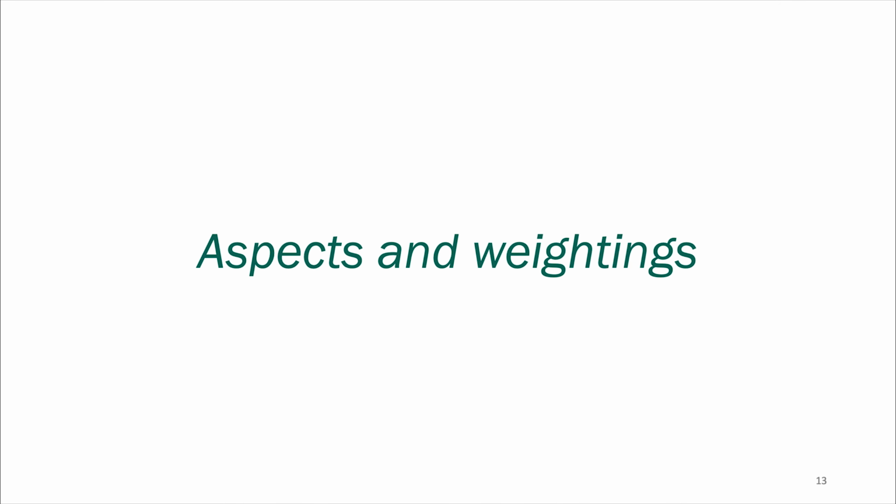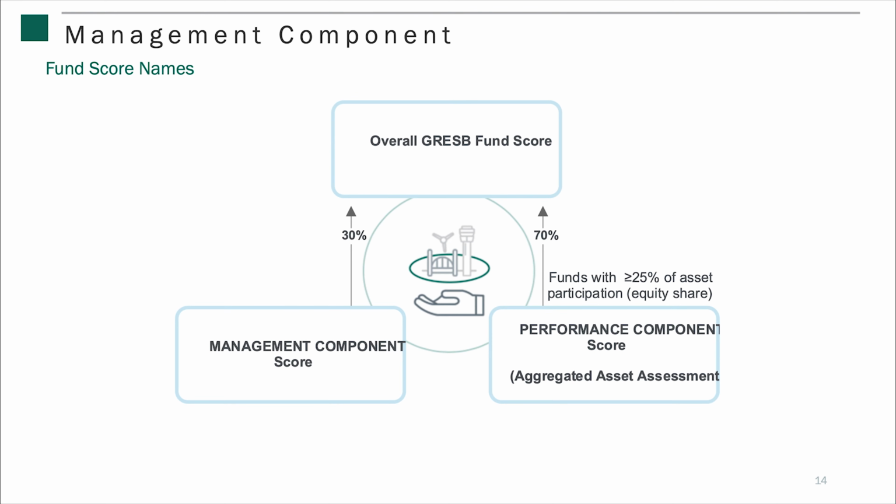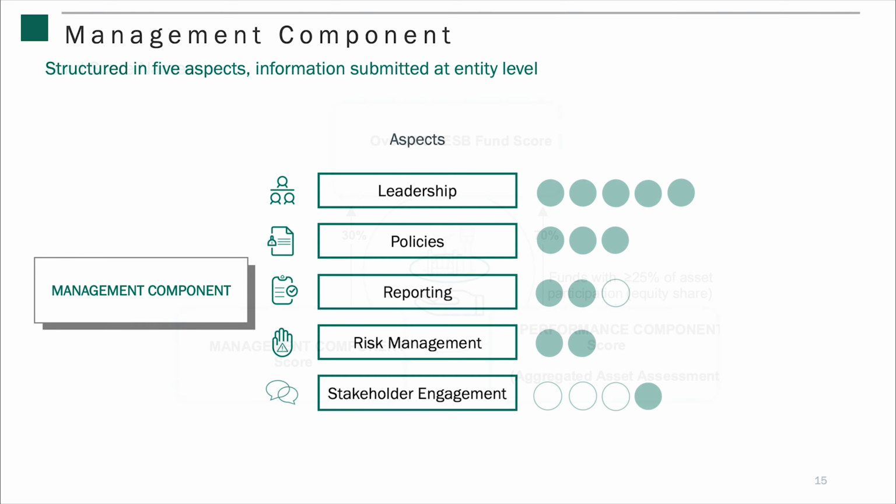Let's take a look at the aspects and weightings of the components of the fund assessment. The management component makes up 30% of the fund assessment, and the performance component makes up 70%. The management component consists of 5 aspects: leadership, policies, reporting, risk management, and stakeholder engagement. It is composed of 17 indicators, here represented by the green circles, 13 of which are scored indicators.